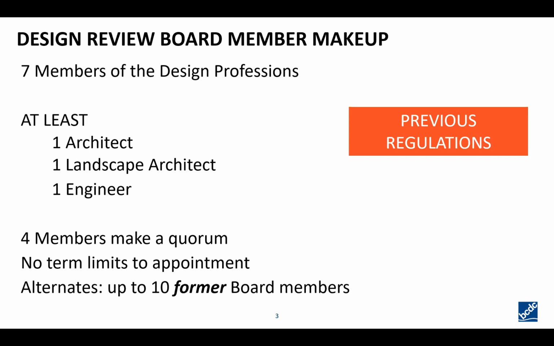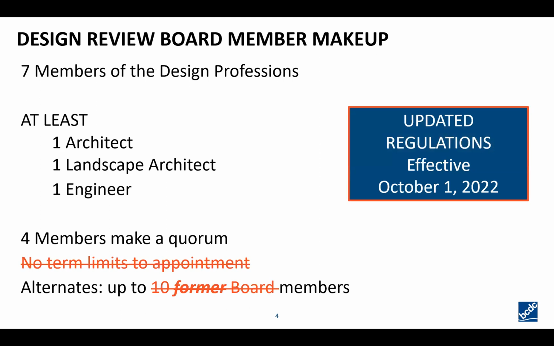The previous regulations allowed up to 10 alternates. However, they must have been former board members. And since there were no term limits, board members often served for decades on the board prior to stepping down. And this created an issue with being able to have a sufficient number of alternates to call upon for meetings.